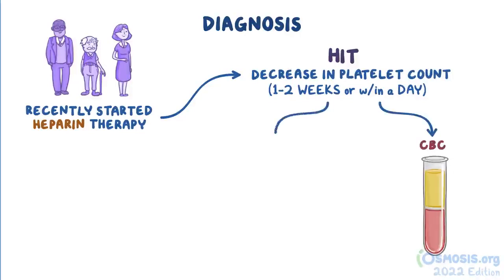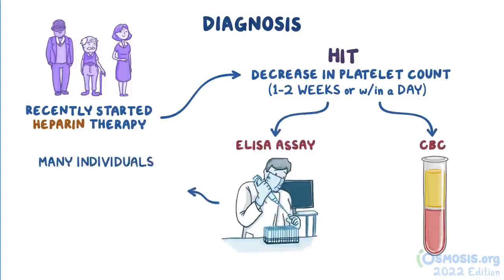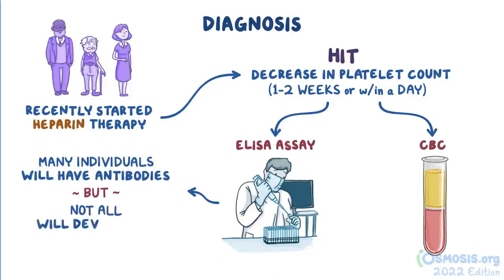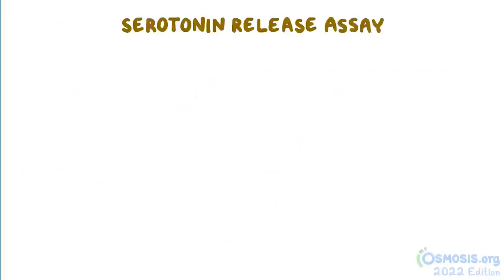Other diagnostic tests include an ELISA serological assay to detect the IgG antibodies. However, many individuals that have received heparin previously will have these antibodies, but not all of them will develop HIT, so the test is not very specific. A more specific test is the serotonin release assay, which is the gold standard for diagnosing HIT.